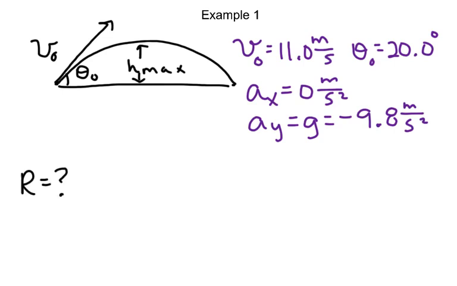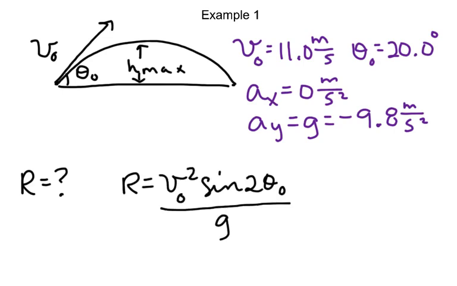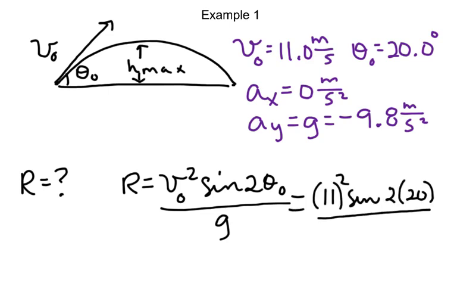So for the first part, what is the range? We know we have a range formula that looks like this. And we simply plug in the numbers. I have a correction here that I'd like to talk about. In plugging in my value for g, I realize my g value is going to be positive. We're going to plug in a positive 9.8 meters per second squared. You could even plug in a positive 10 if you like.